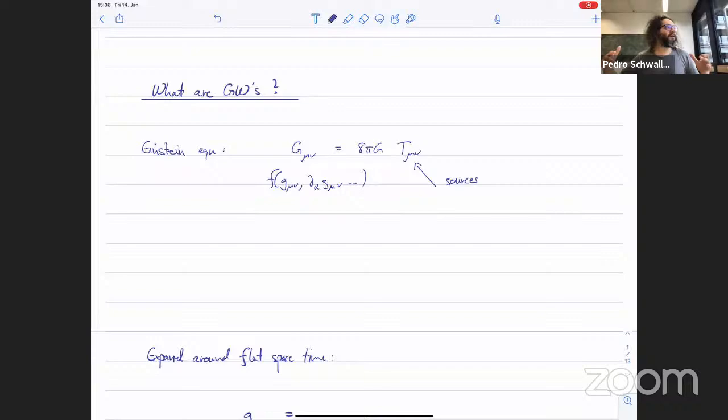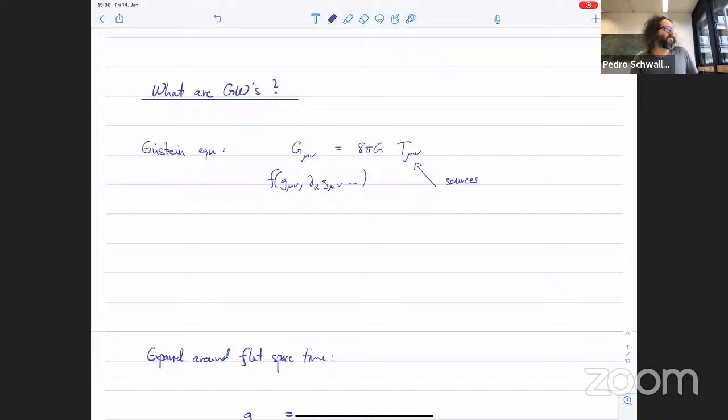how space-time reacts to the sources, so to the distribution of matter and radiation in the universe. And this is, of course, complemented by an equation of motion for the content of the universe as it is affected by the matter fields, by gravity. So obviously, if you have a test particle, it will follow some kind of trajectory. So this is then given by the geodesic equation.